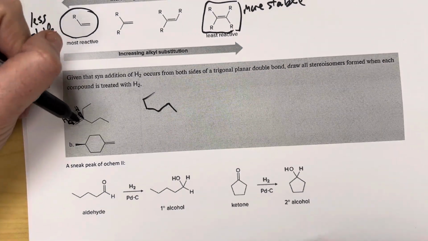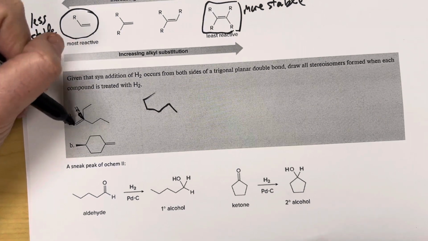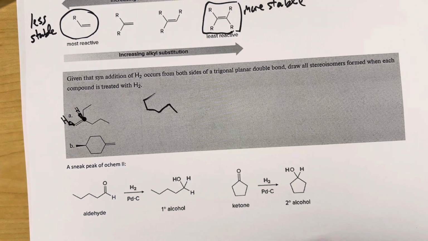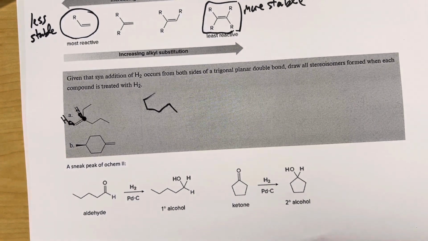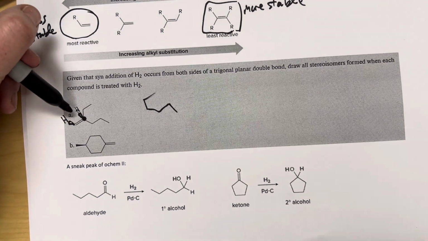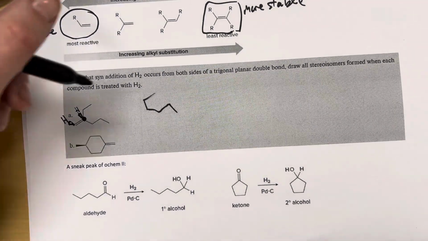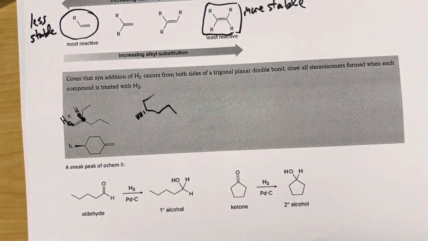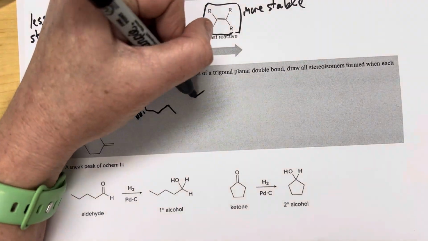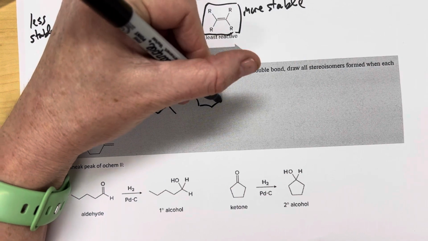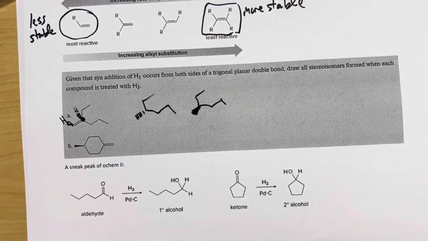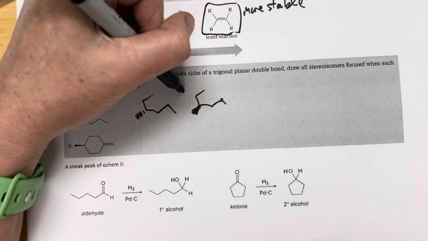Now the only thing that ends up mattering is this methyl group right here, because this methyl group is going to become a stereogenic center. So if the hydrogen comes in as a wedge, it's going to force that methyl group to be a dash. And if it comes in as a dash, you're going to force that methyl group to be a wedge. Okay? So you'll get both of these.